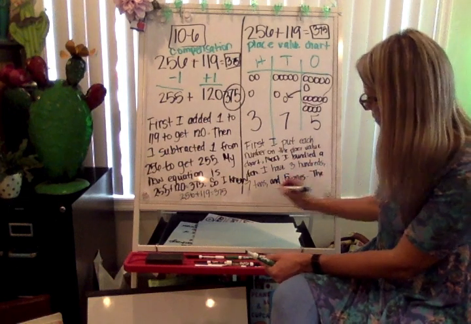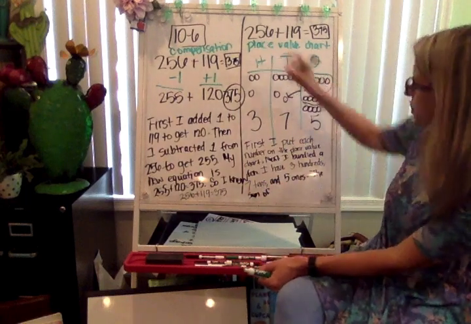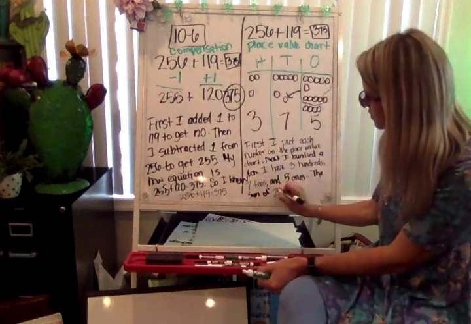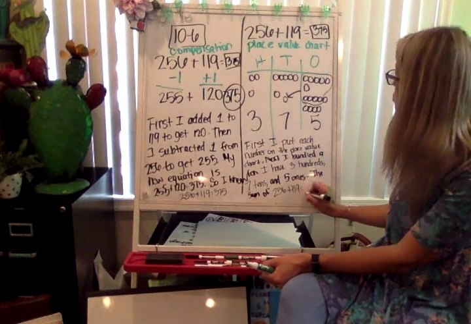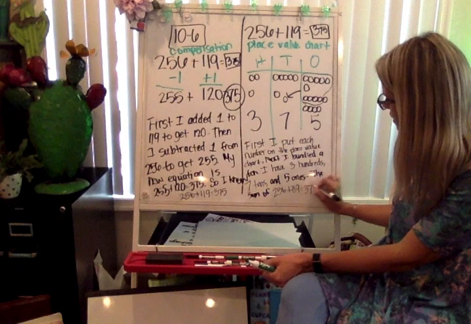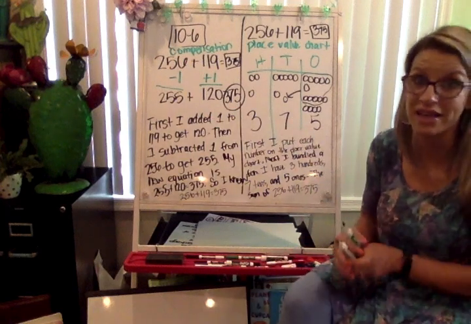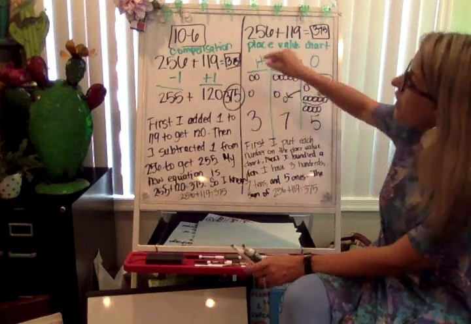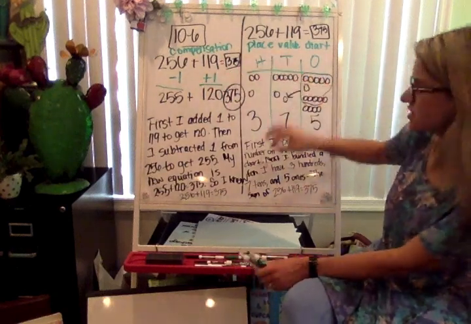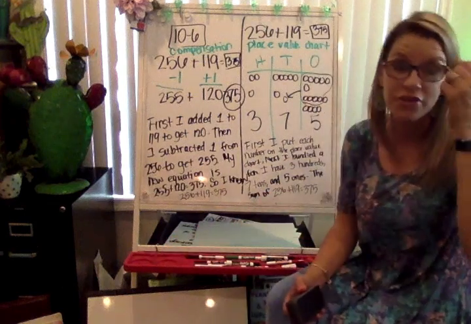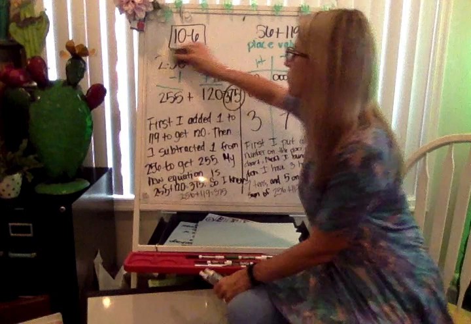The sum of 256 plus 119 is equal to 375. So here's 2 ways to explain. This is the same equation using compensation, and the same equation using the place value chart. We're going to do another equation with 2 different strategies just so you have a review.